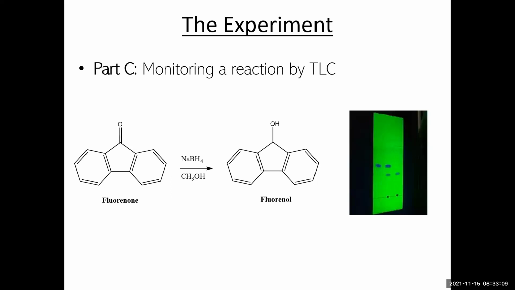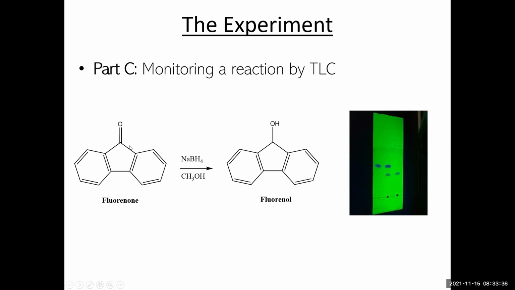On the second day that we come into the lab, you guys are going to do part C, which is monitoring a reaction by TLC. The reaction that you're going to do is the conversion of fluorenone to fluorenol. We kind of chose these for a good reason. Again, these are highly conjugated aromatic compounds, which means that they show up nicely under ultraviolet light, so we're easily able to visualize the spots.